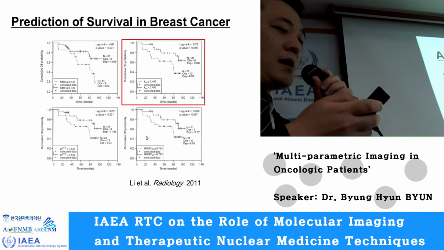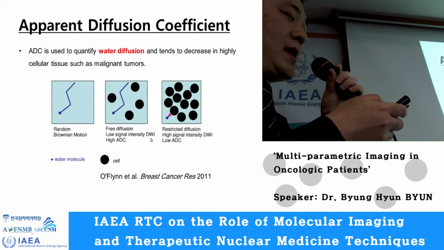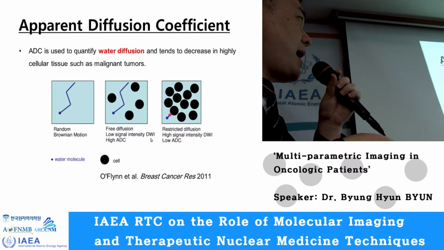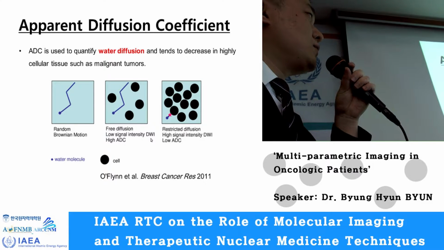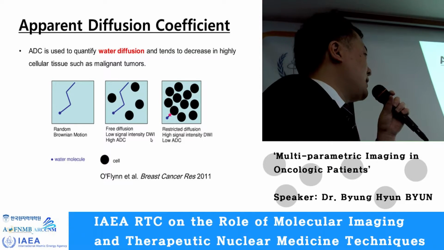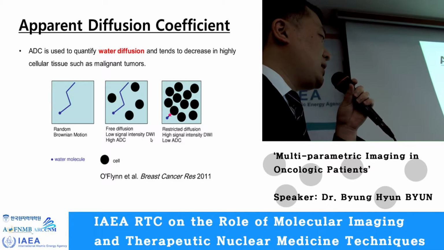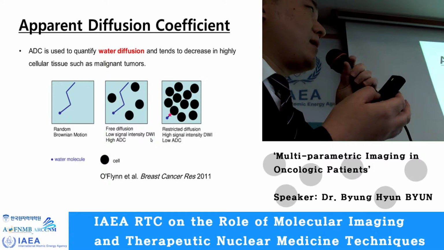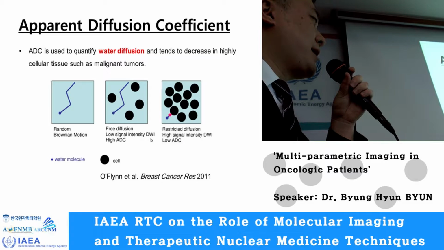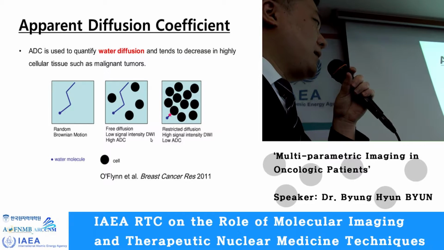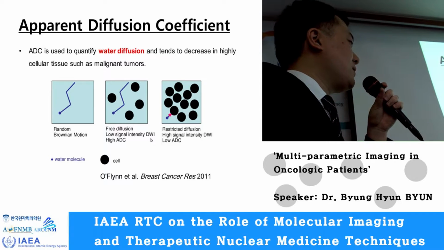The second parameter in MRI is apparent diffusion coefficient, a well-known MRI parameter. ADC is used to quantify water diffusion and tends to decrease in highly cellular tissue such as malignant tumors. As you can see in the left image, if there is no cell, if there is only water, there is a random Brownian motion.